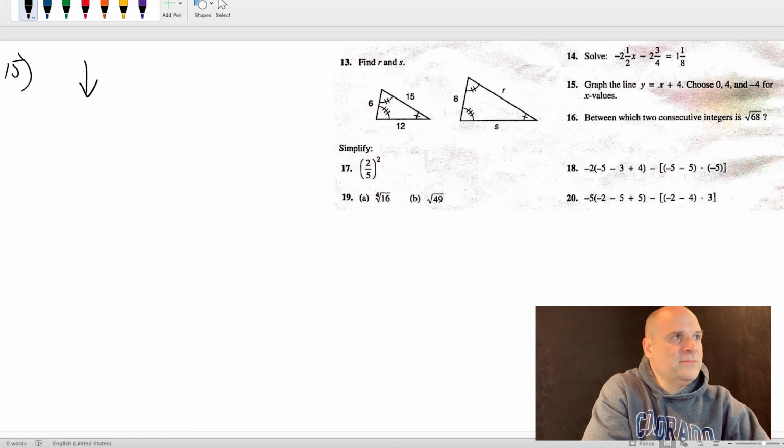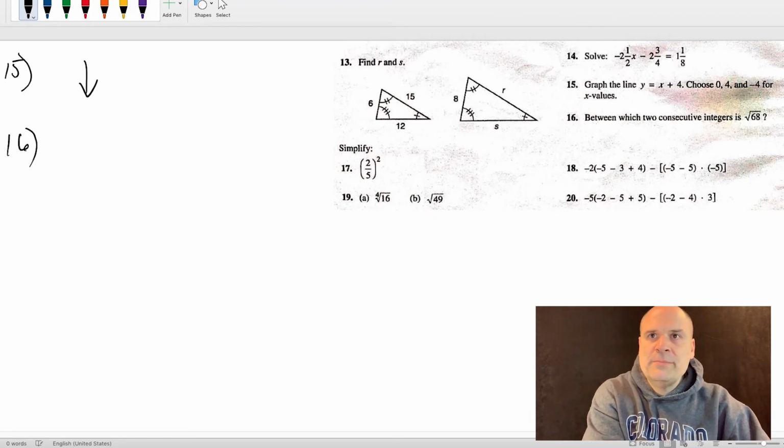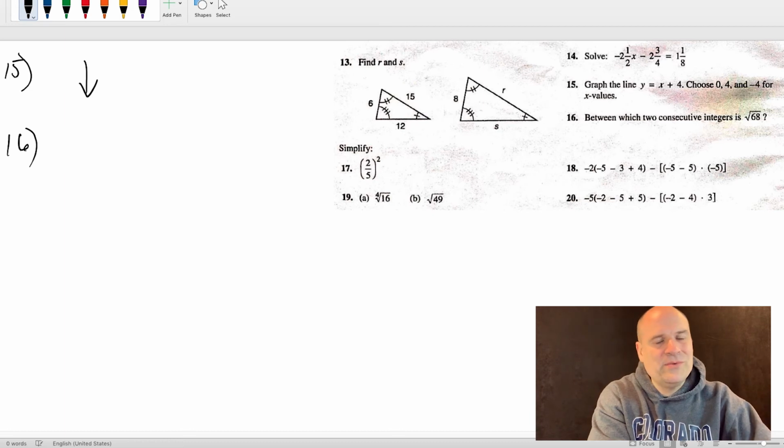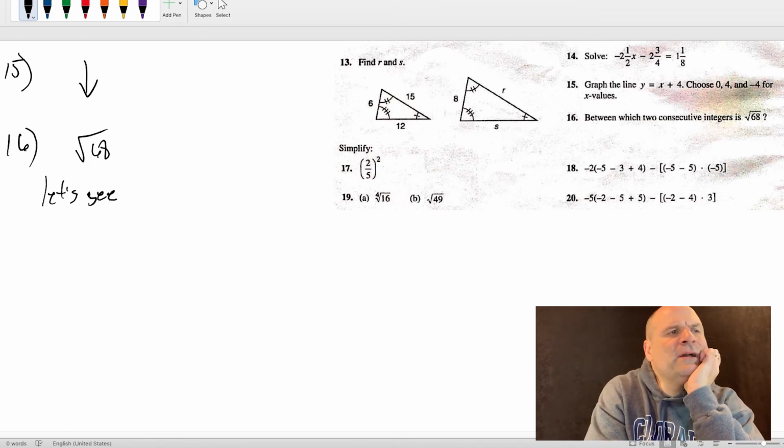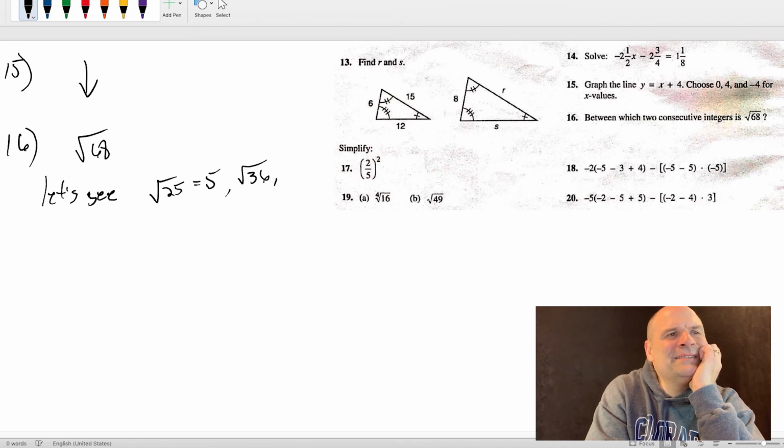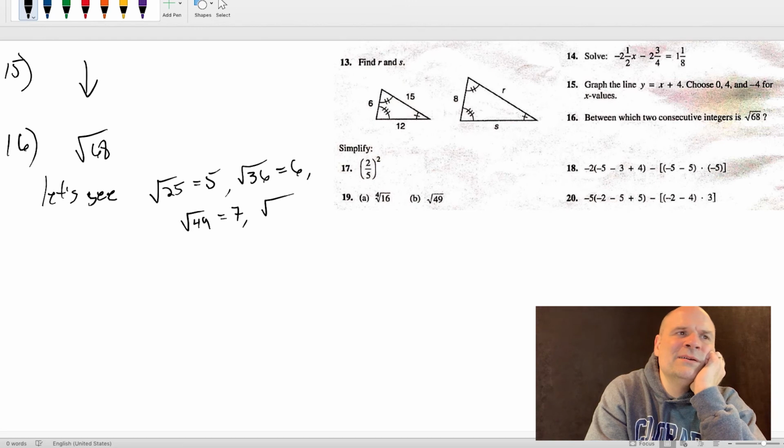Let's go back up to number 16 here. All right, between which 2 consecutive integers is the square root of 68? Well, if you try to figure out the square root of 68, let's see. The square root of 25 is 5. The square root of 36 is 6. The square root of 49 is 7. What's the next perfect square? 64 is 8. What's the next perfect square? 9 times 9 is 81. The square root of 81 is 9.